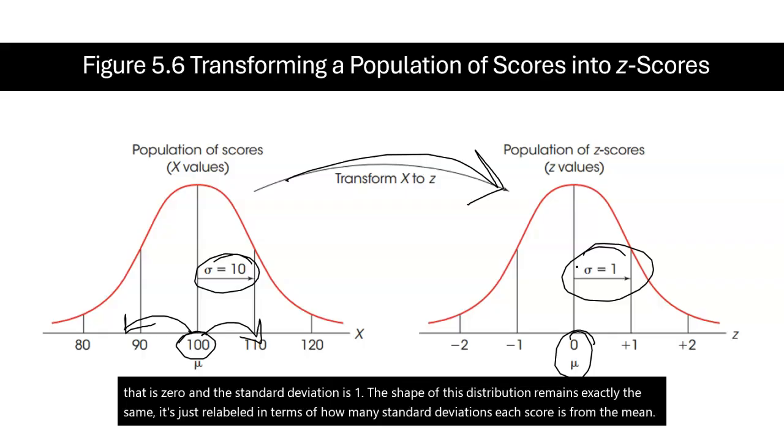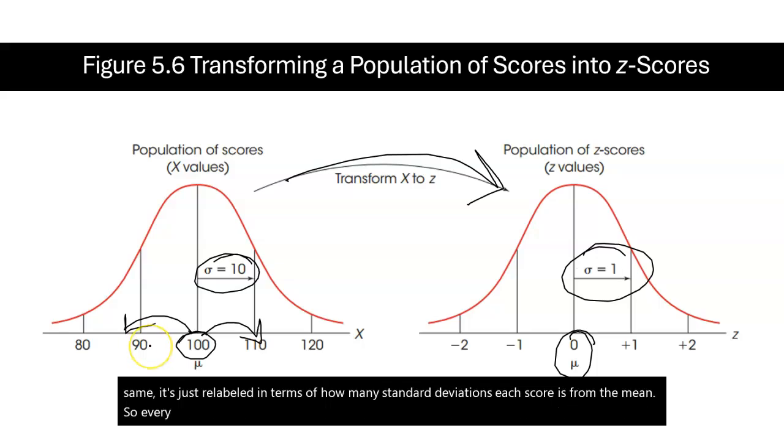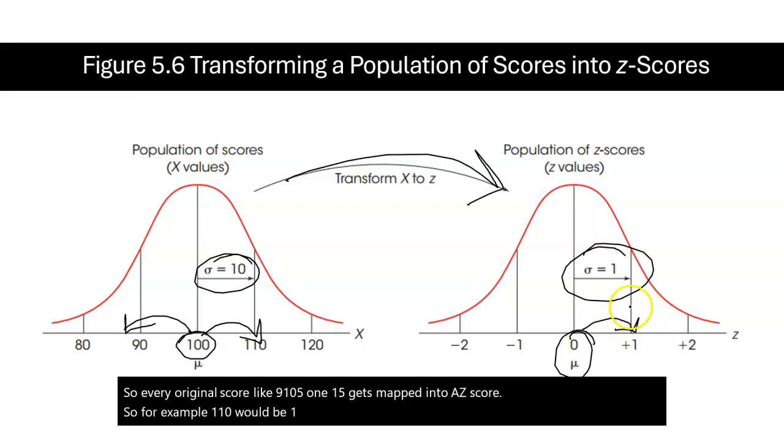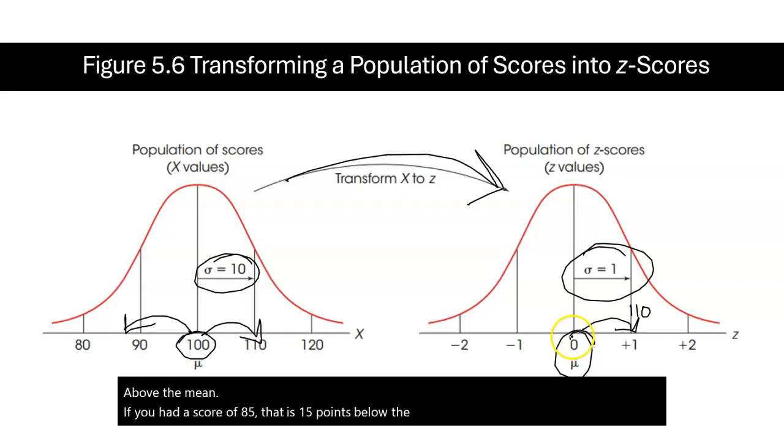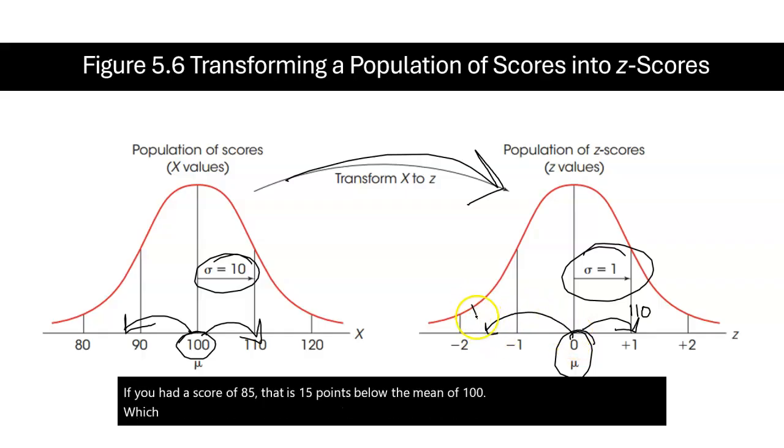So every original score, like 90, 105, 115, gets mapped into a z-score. So, for example, 110 would be 1 standard deviation above the mean. If you had a score of 85, that is 15 points below the mean of 100, which would equal about 1.5 standard deviations below the mean. So that z-score is negative 1.5.